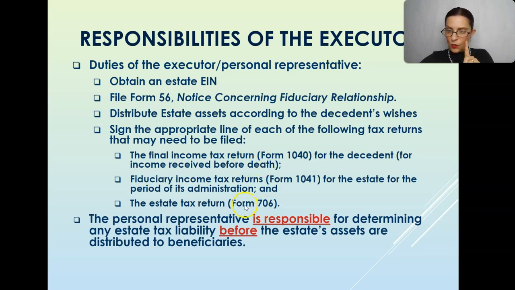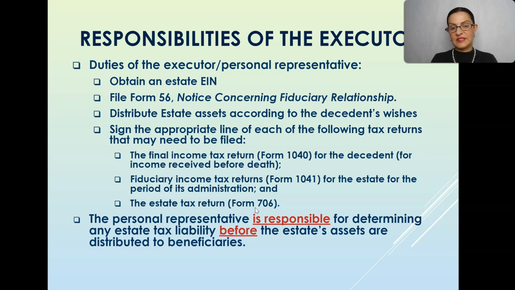The Form 706 is a one-time deal. The Form 706, the estate tax return for the estate tax, which is not an income tax, is filed only once. And I want you to remember this form number, the Form 706. It's not the Form 709. The Form 709 is for gifts. Gifts are something that you give while you're alive. The Form 706 is for the estate tax return that reports the value of the decedent's estate when the assets pass to the estate after death.